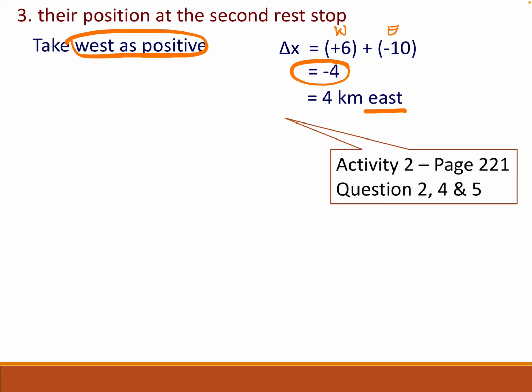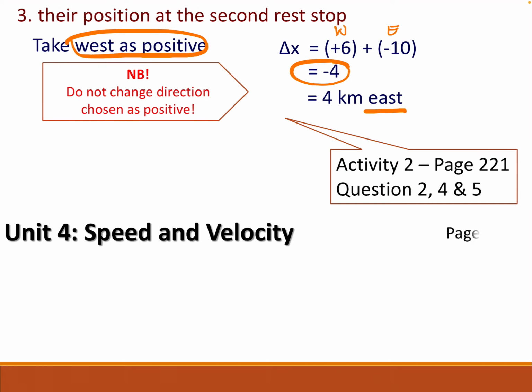Okay? You're going to now need to do activity 2 on page 221, questions 2, 4, and 5. You can look on Teams for the answers. And before we go to unit 4 in the next video, do not change your direction chosen as positive. Once you choose that in a question, you stay with that, okay? You cannot change the direction you're taking as positive.